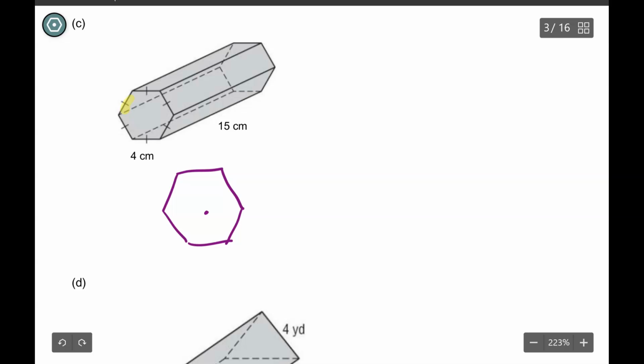central angle 360 divided by 6 is 60. When we draw the apothem, that's going to bisect it and make that a 30-degree angle. And if the whole thing is 4, then just this segment here is 2. So using our 30, 60, 90 rules, we can see that A has to be 2√3.